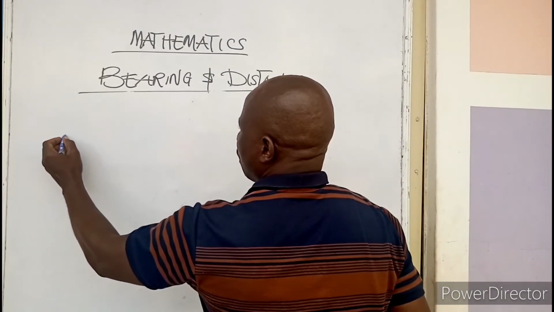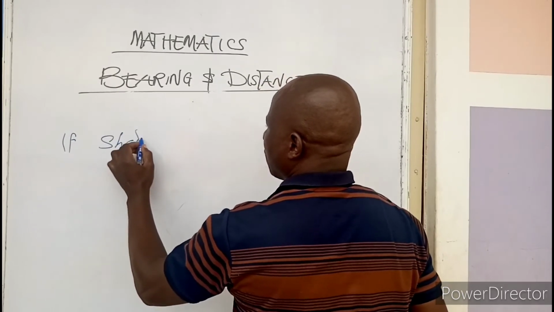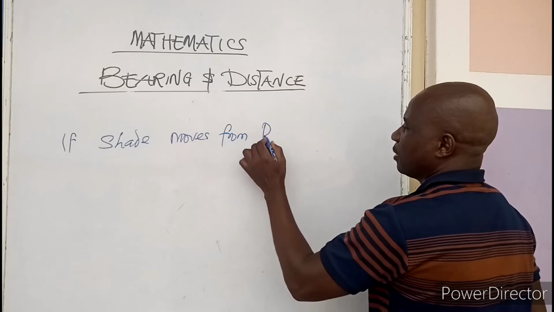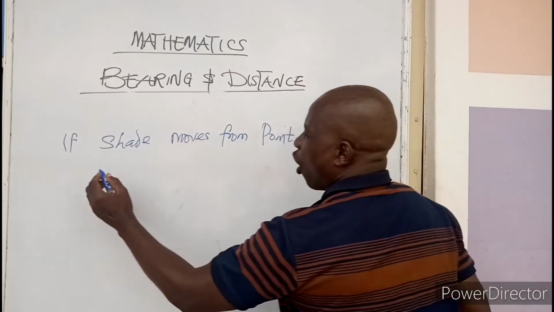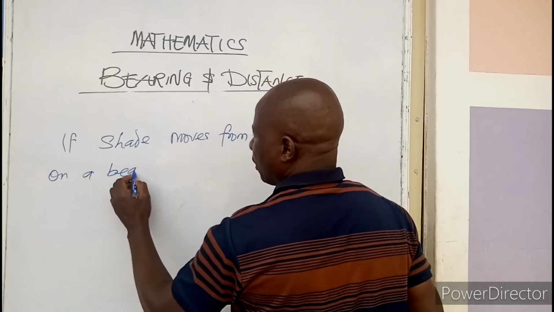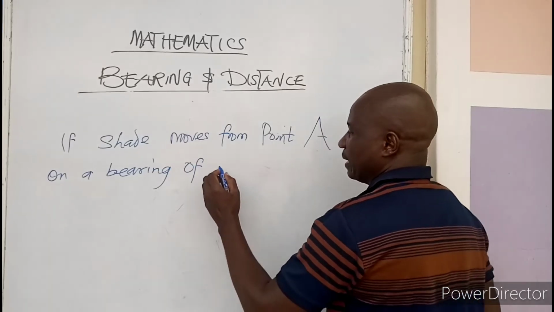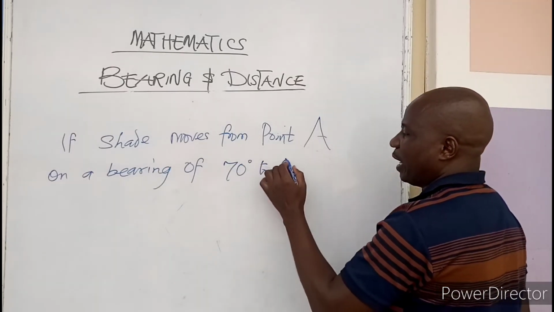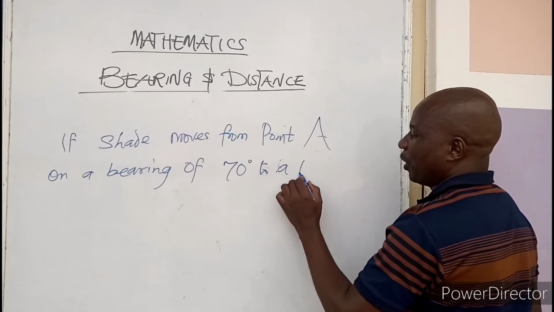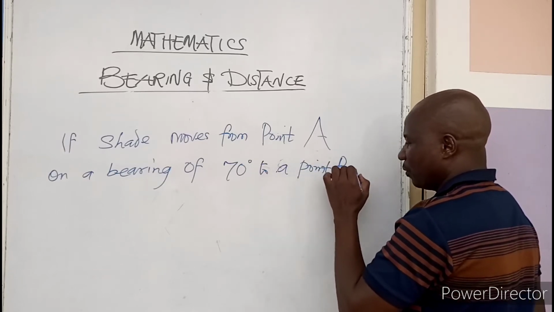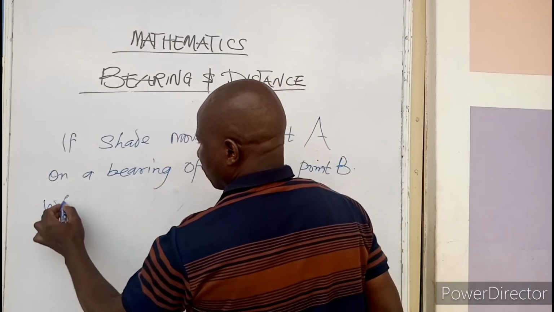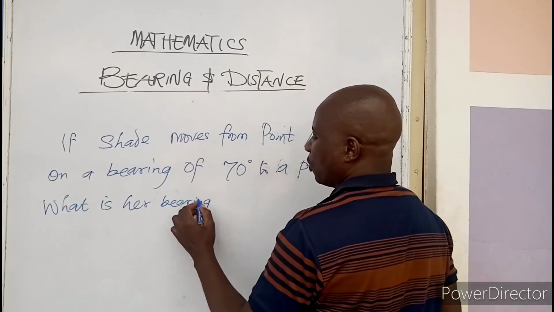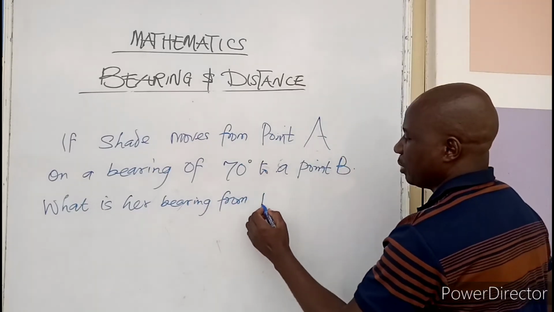If Shade moves from point A on a bearing of 70 degrees to a point B. What is our bearing from point B?